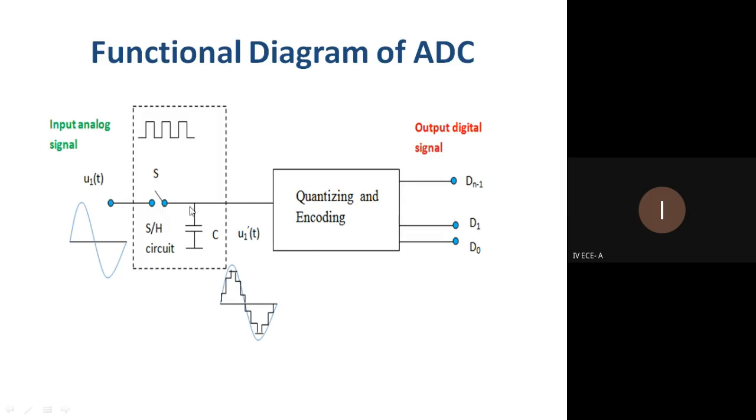For example, this is an example circuit. Here we give the sine signal, the analog input signal, which is applied to the sample and hold circuit. It is controlled by the control voltage. Then that is given to the quantizing and encoding. Finally, it gives the digital output signals D0, D1, D2 up to Dn. So here we convert the sine wave by sampling. We do a sampling process. Next, I will explain the sampling after the types of operation.